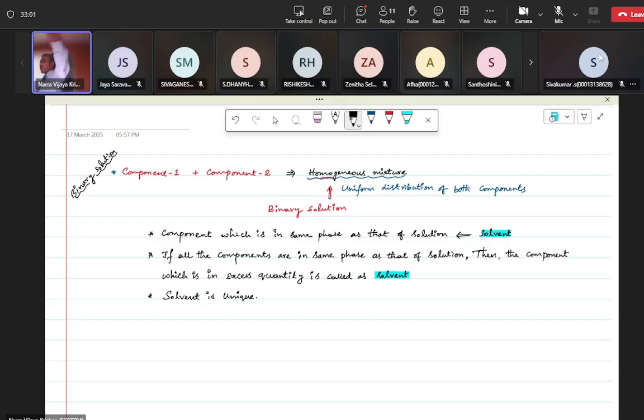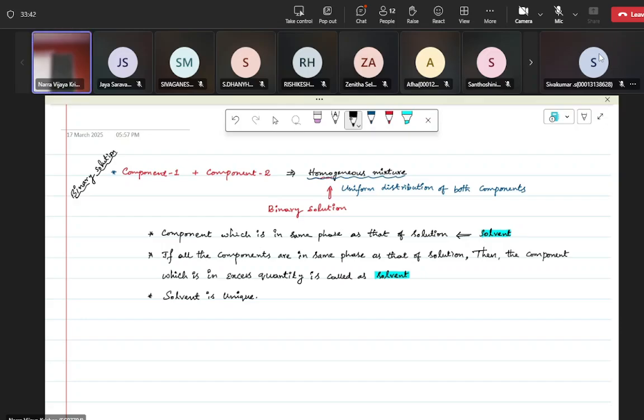Now I have taken a steel rod. Steel rod is also a homogeneous mixture of iron and carbon. In order to increase the strength of iron, we mix carbon. We will decrease the composition of carbon from 4% to 1.5 to 2%. Then it is called stainless steel, right? So in stainless steel, the major components are iron and carbon. Now which is solvent? Iron is solvent. So steel is a solution. Correct or not?